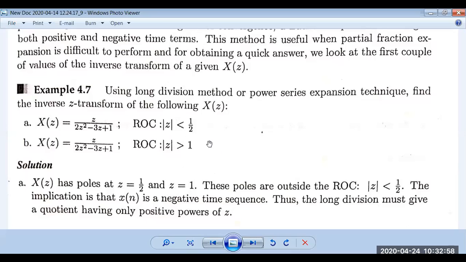For a positive time sequence, what will we have? We'll have negative powers of Z. So if it is outside the circle, we'll have negative powers. If it is inside the circle, we should have positive powers. How we can have negative powers and positive powers of Z is the game here. Let's understand that.